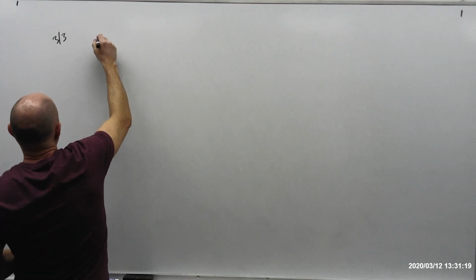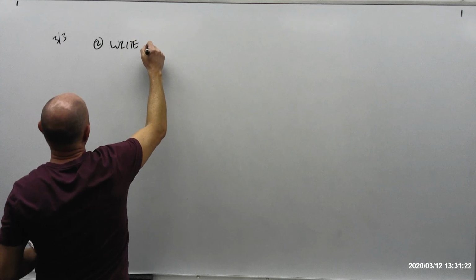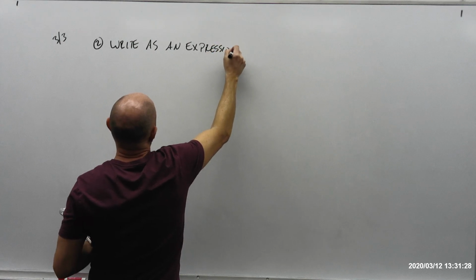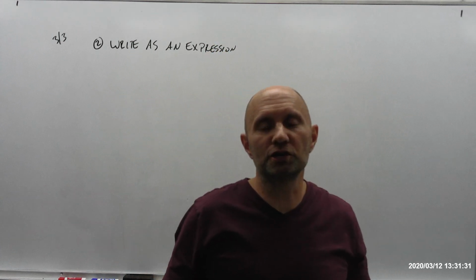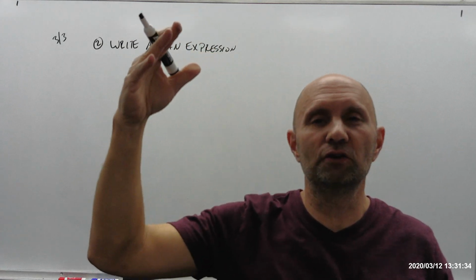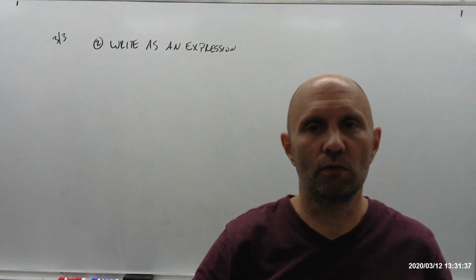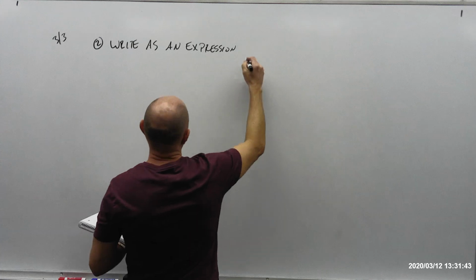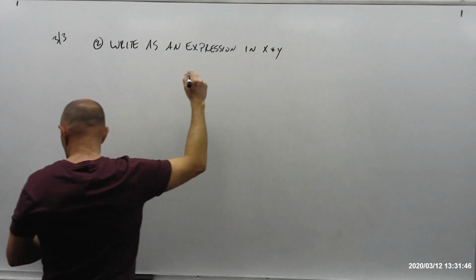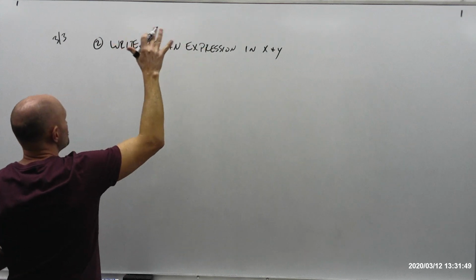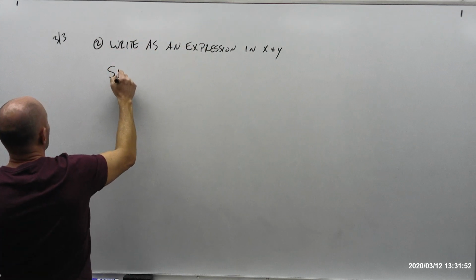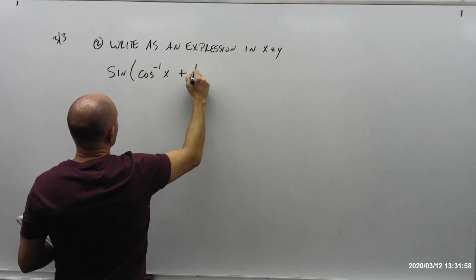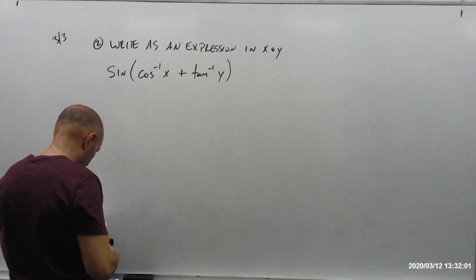So we want to write as an expression. Concept question. I don't even have to write the rest of the problem right now. If I write "as an expression," what should be screaming in your head? Build a triangle. In this case, we're going to have to do 2 triangles. Write as an expression, and then we have x and y. The fact that it says write as an expression should tell you to build a triangle for this problem. So we have sine of cosine inverse of x plus tangent inverse of y.